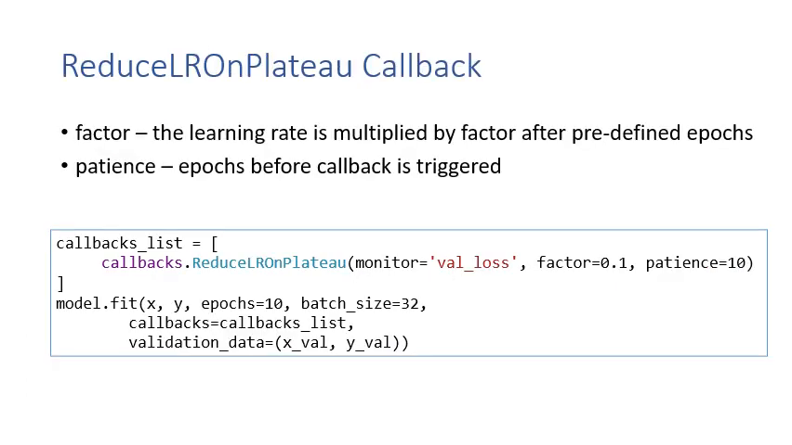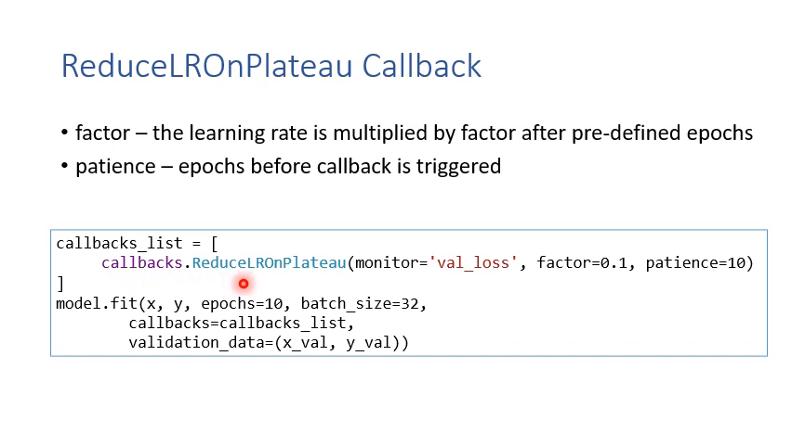Now let's see how to adjust the learning rate dynamically. The callback function is called ReduceLROnPlateau, which means reduce learning rate on plateau. This callback function can help us to adjust the learning rate. It uses a factor to adjust the learning rate, so the learning rate will be multiplied by the factor after predefined epochs. And here again, the parameter patience means the number of epochs before the callback is triggered.